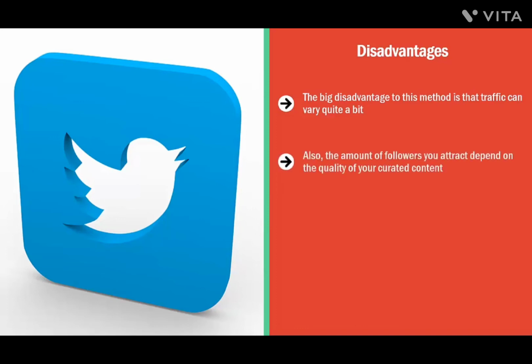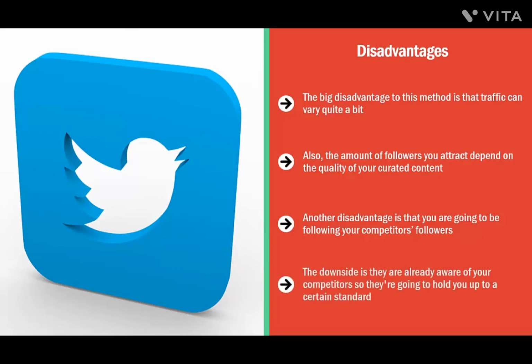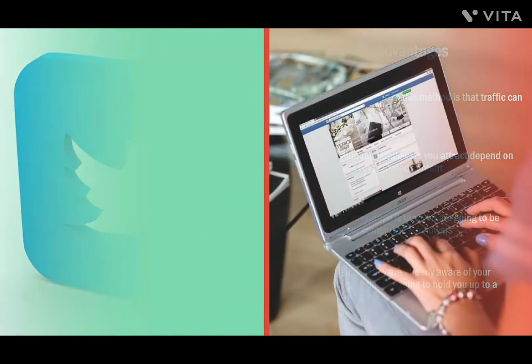Also, the number of followers you attract depends on the quality of your curated content. If you're sloppy with this type of content, you're not going to get too many followers. Another disadvantage is that you are going to be following your competitors' followers. In other words, you're not going to be targeting people who are complete virgins to your niche. This is a good thing because these people are already interested in your niche. The downside is they are already aware of your competitors, so they're going to hold you up to a certain standard. You must meet that standard, otherwise you're not going to convert.